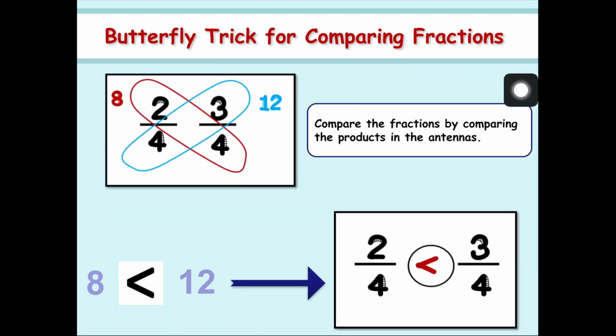All right, so if my 12 antenna is bigger, that means the fraction right beside it is greater than the other, because 8 is smaller than 12. 12 is greater than 8. So that means this fraction is the bigger one. That means 3/4 is greater than 2/4.